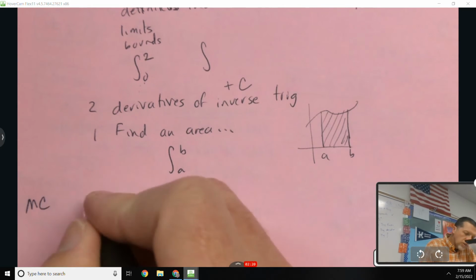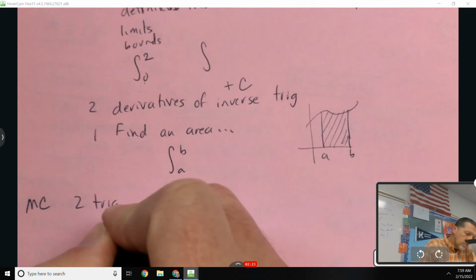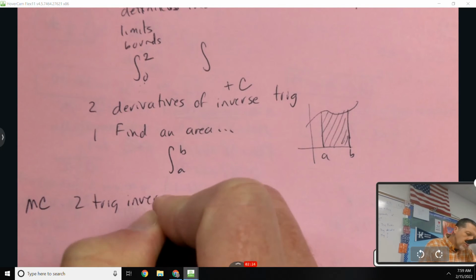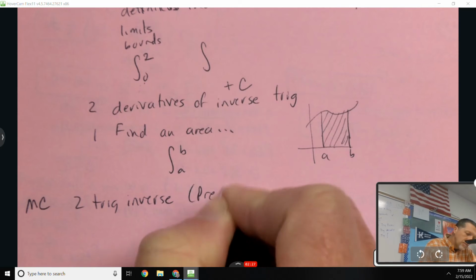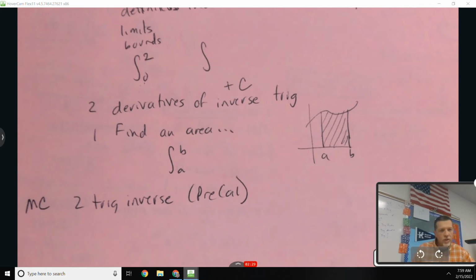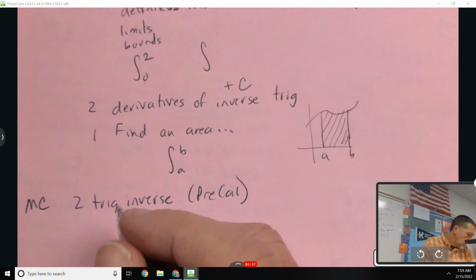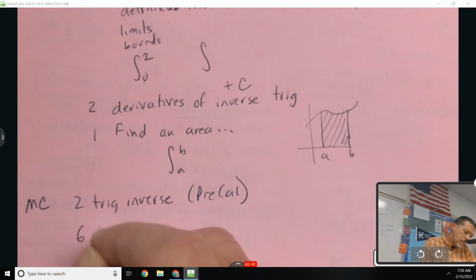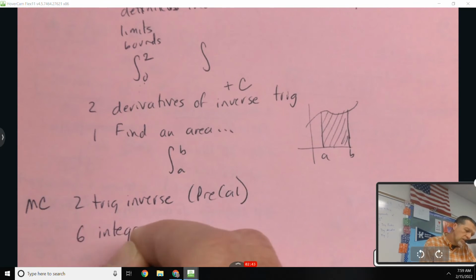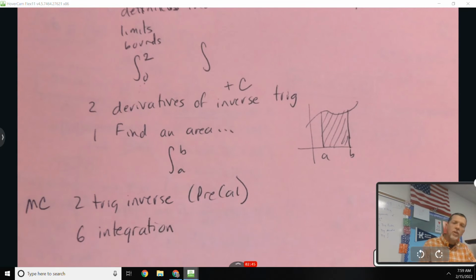All right, multiple choice. There's two trig inverse problems, like the pre-cal only type questions, not calculus, no derivatives, no integrals, just pre-cal problems. There's a bunch more integration problems.